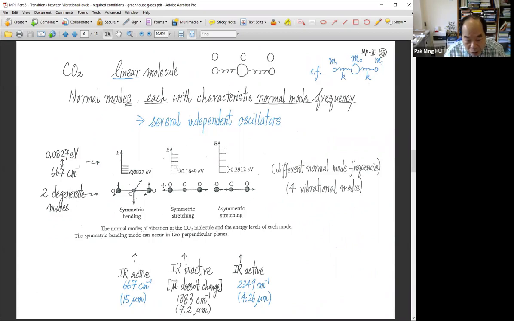Look at the first 2 first. So this is the symmetric stretching. So something like that, okay? Now, do you see that? As this goes, they are the same molecule. The electric dipole moment is not changing.